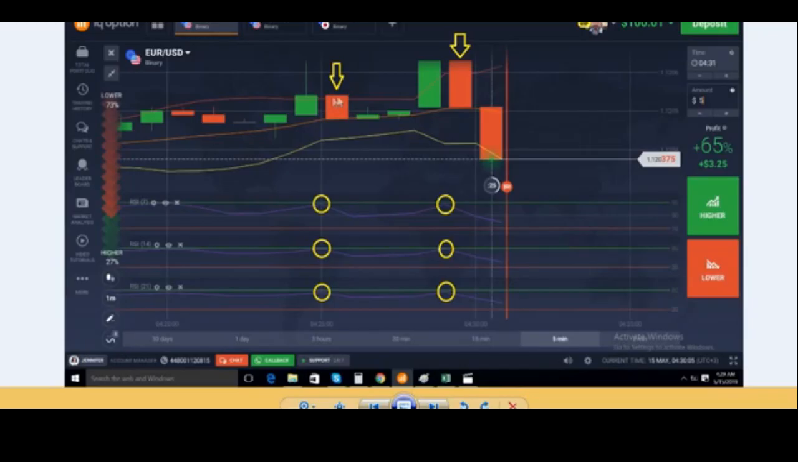From 9 a.m. to 10 a.m., more in the morning, then from 1:30 to 2:30 p.m., then 4:30 to 5:30, then 8:30 to 9:30 p.m. GMT plus 3. All these times, GMT plus 3, are good for trade. Try in these hours and you'll find the best results.